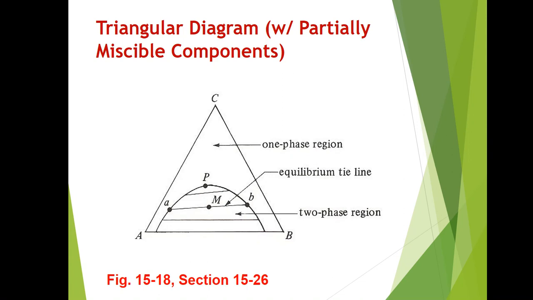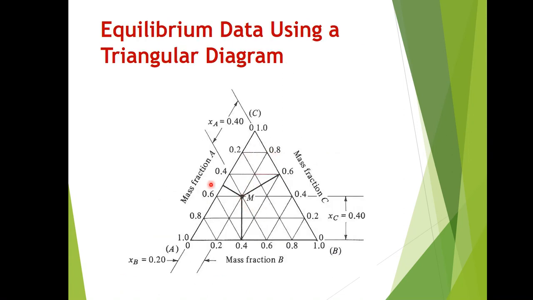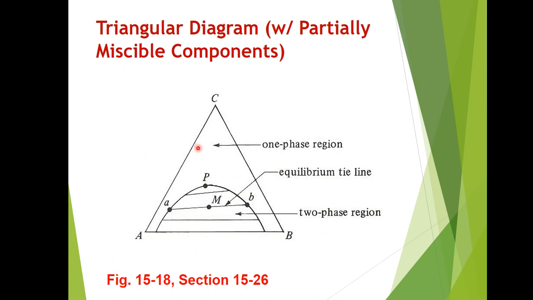Now, if we go back to the other triangular diagram, this one, your components are completely miscible. So you don't have the formation of immiscible phases. In here, you have components completely miscible with each other. This one, you have partially miscible components only.